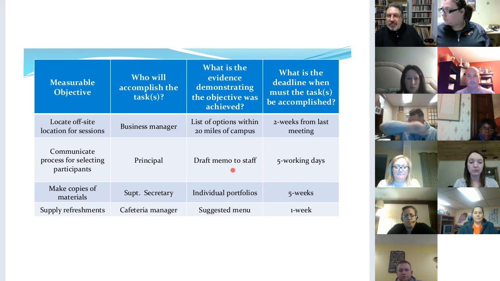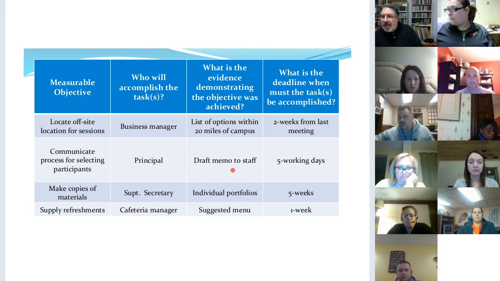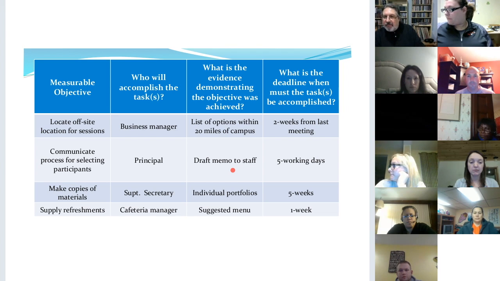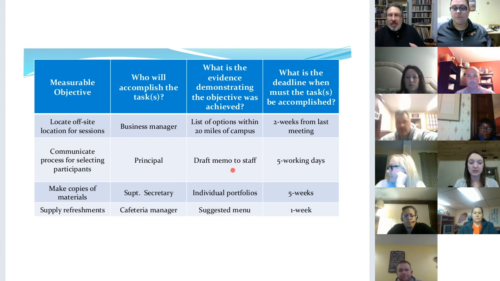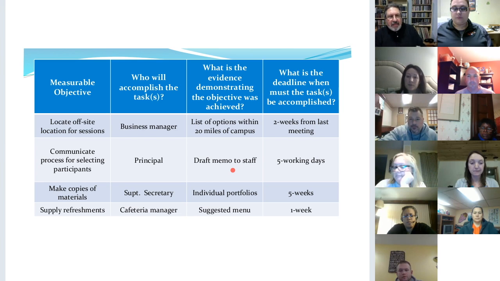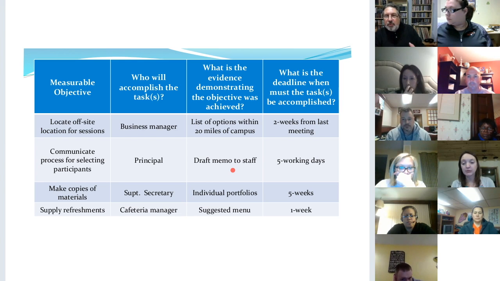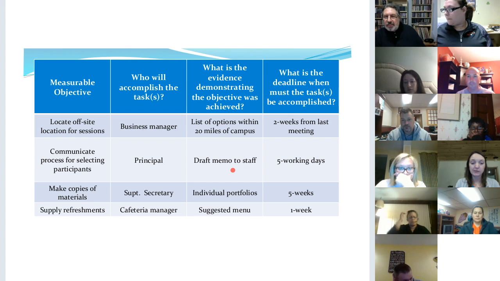So the next day, I would have the secretary push this out and give it to everyone. And so Karen and Scott and the secretary and the cafeteria manager, they looked at it and said, oh, damn, I've got work to do. And I've got to get it done in 2 weeks, 5 days, 5 weeks, or 1 week. So you notice how you're building in accountability measures here? You're keeping yourself on track. You're holding people accountable. You're setting measurable goals and objectives, and it makes sense.